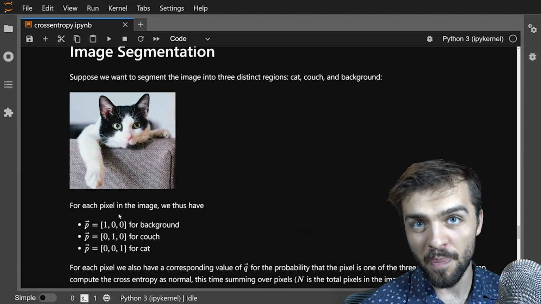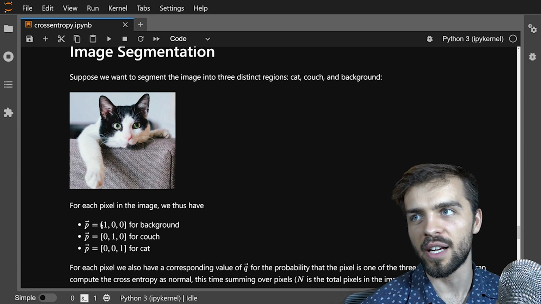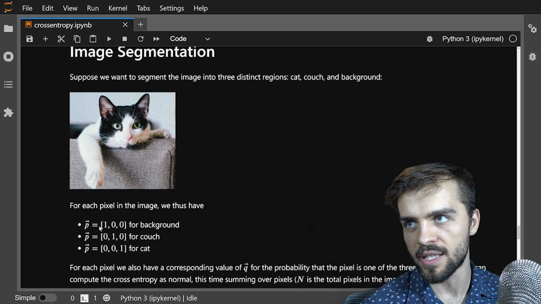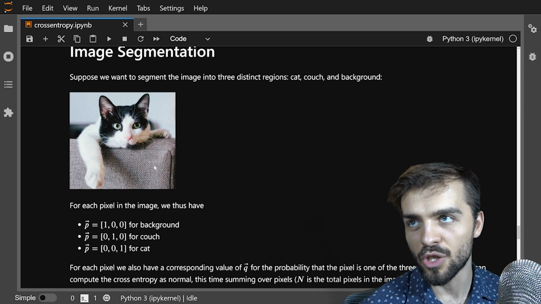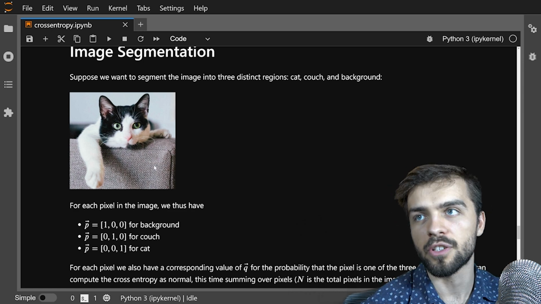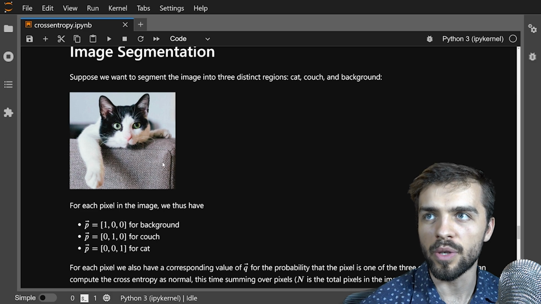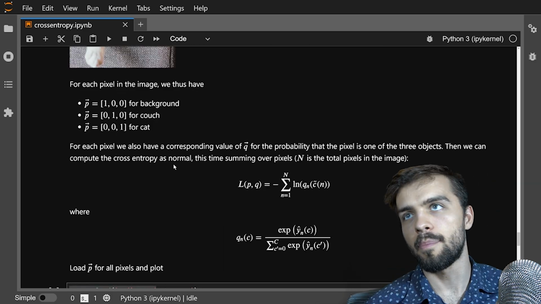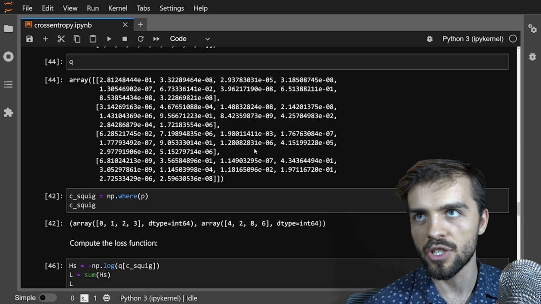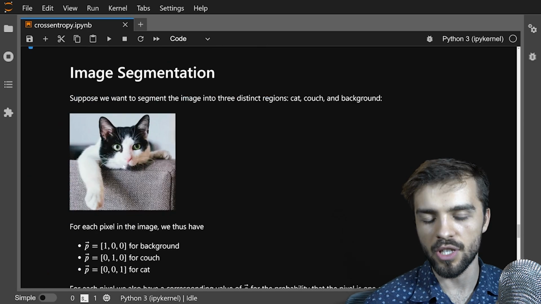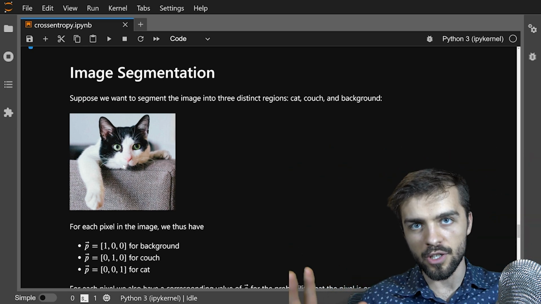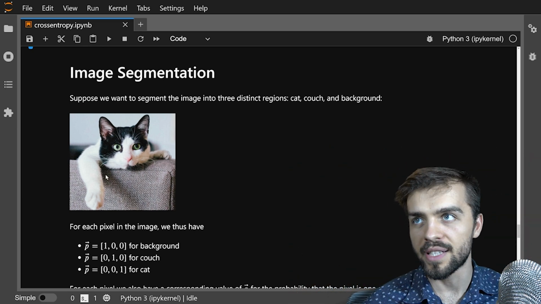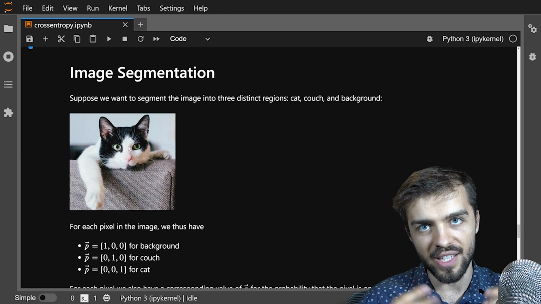So there's 3 different regions. For each pixel in the image now, I'm going to define a vector p. Vector p equal to 1, 0, 0 is background, p equal to 0, 1, 0 is couch, and p equal to 0, 0, 1 is cat. So each pixel has its own vector, and the vector corresponds to which class it is. Above we were summing over different images. Now we're going to take a single image and sum over different pixels to compute our total cross-entropy loss function for our prediction of segmented regions in the image.